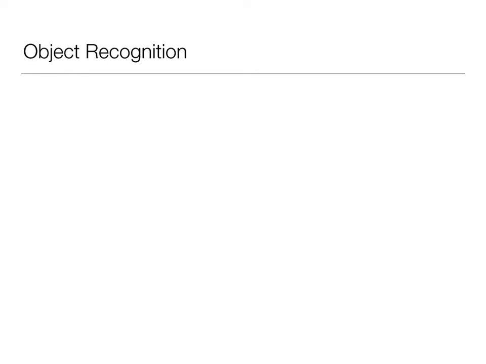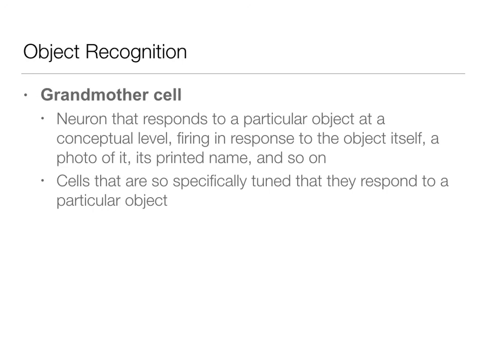Okay, so in object recognition, one of the ideas is that there's something called a grandmother cell. The way it got its name is that this cell would respond to your grandmother's face, regardless of how your grandmother's face is presented. If you see a picture, if you just hear her name, if you see her face to face, if you see her from far, if you see her close up, this one neuron would fire. It's this idea that cells are so tuned that they can respond to a particular object.